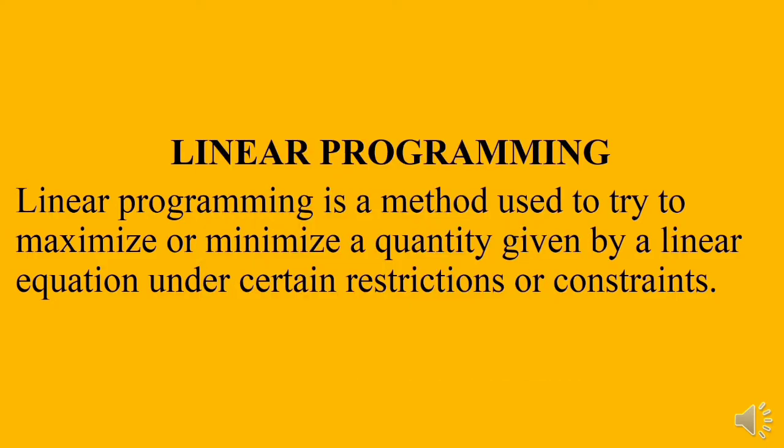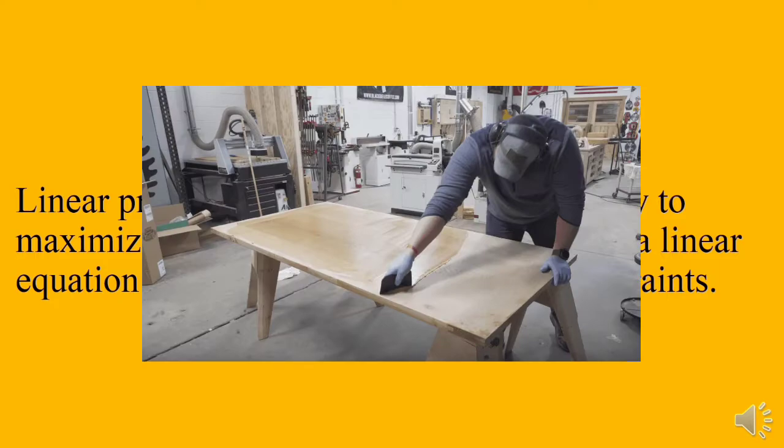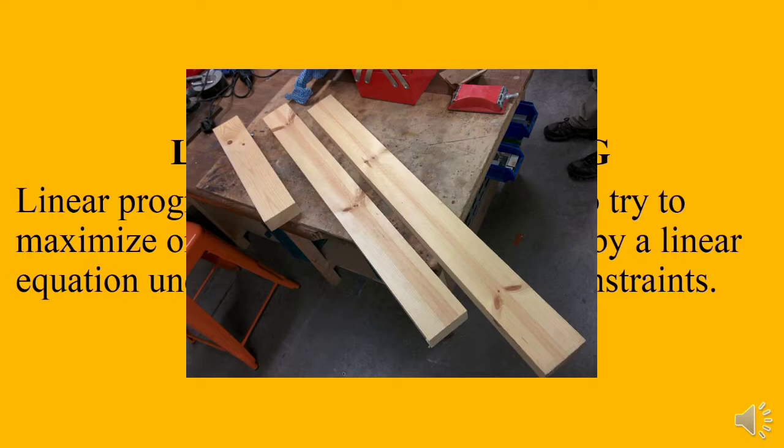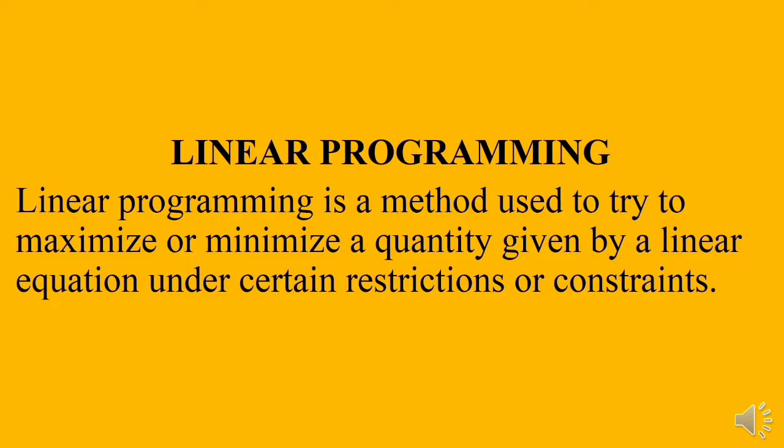For example, if you want to make chairs and tables, but you are given limited resources to use, you must know how many chairs you need to make and the number of tables, using the limited resources, to have a maximum profit, but also to bear in mind to have a minimum cost. So you can use what we call linear programming. This is how linear programming works.